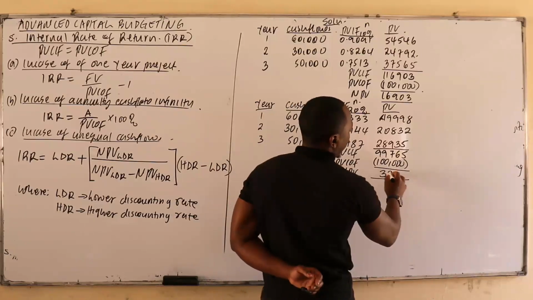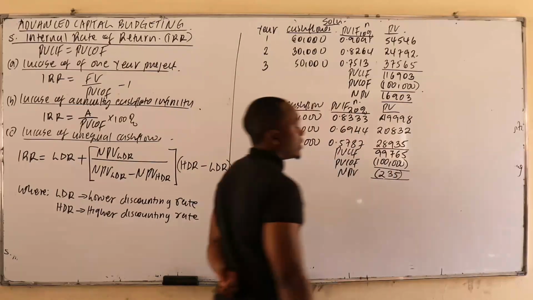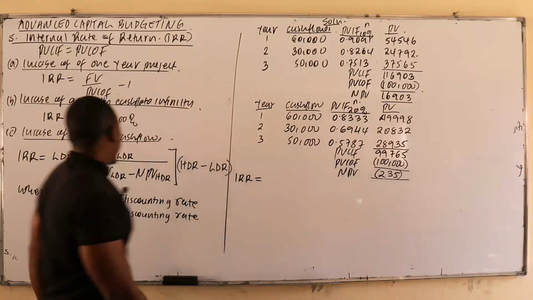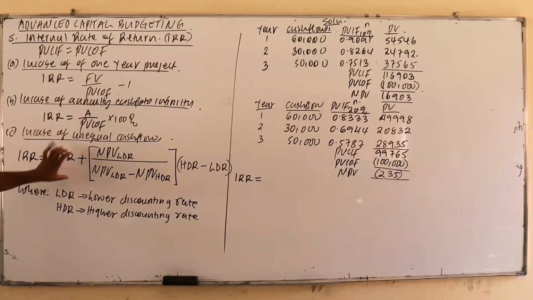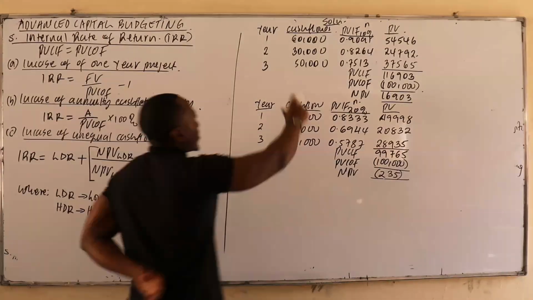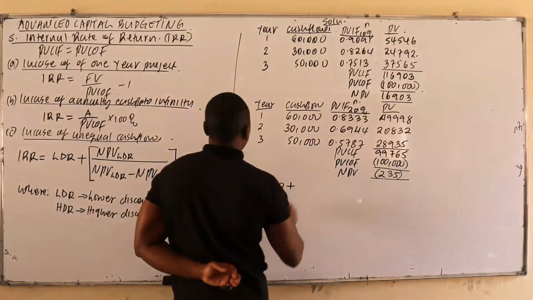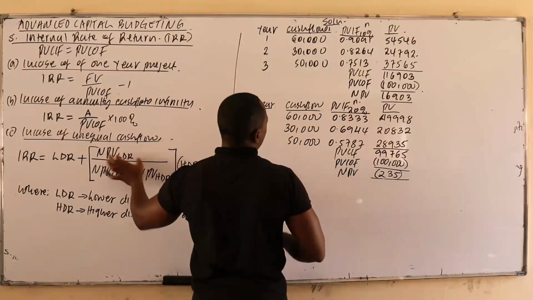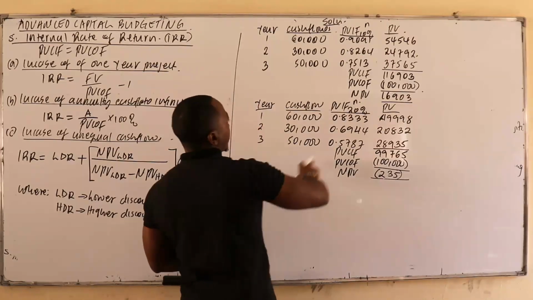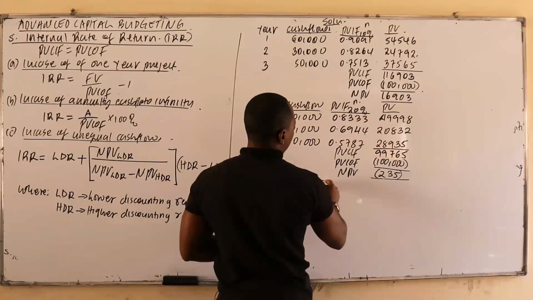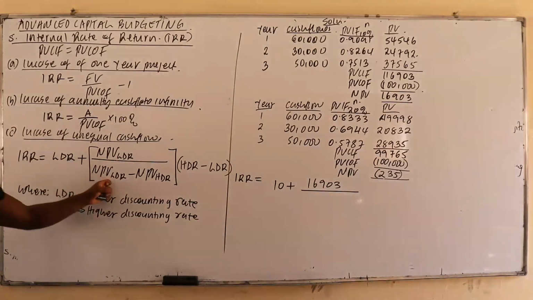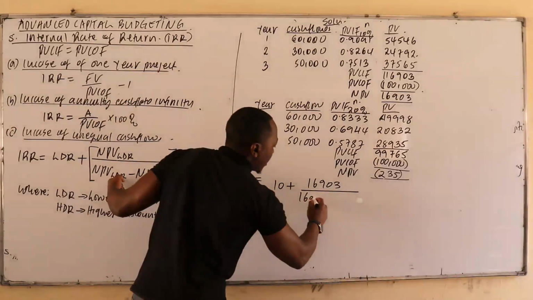235, which is negative. Now we can compute IRR using this formula. You take the raw discounting rate, which in this case was 10%. Then you add NPV using the raw discounting rate. Our raw discounting rate was 10%, of which the net present value was 16,903. You divide by NPV using the lower discounting rate, which is 16,903.